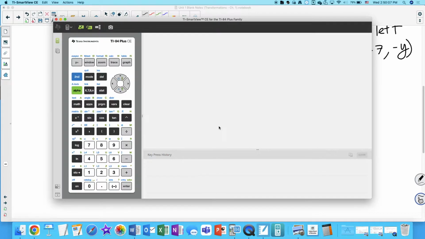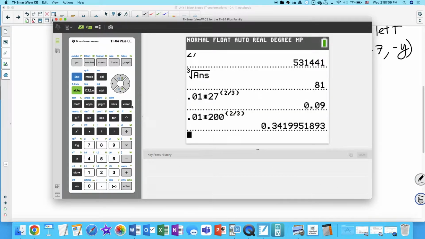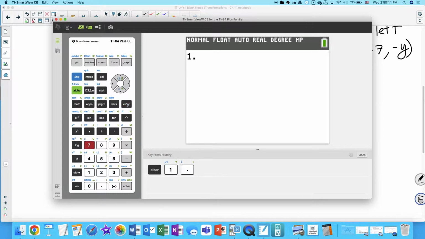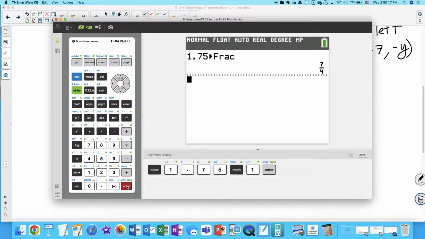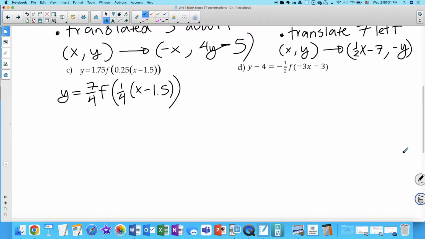So if you put in 1.75 and then use the math button and hit number 1, it'll convert that into a reduced fraction. Okay? So don't spend too much time worrying over this. If you have to spend a lot of time converting a decimal to a fraction, use this or just leave it in decimal form. Okay? All right, so I am going to let you guys finish these last two.